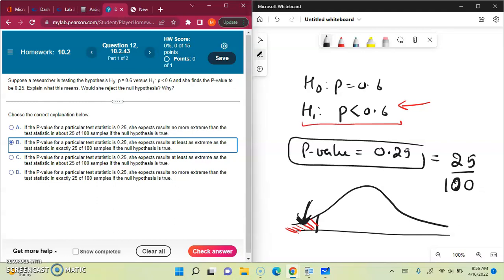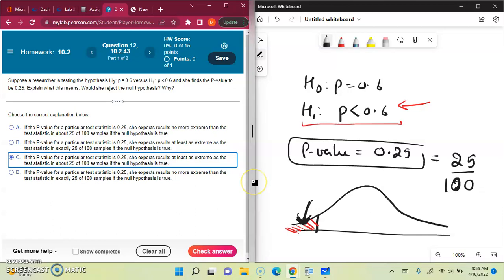So what is the difference between B and C? We never say exactly in statistics, right? So that was wrong in B. Now we are saying about 25 of 100 samples. You see how B and C look exactly the same. We do want to be either in extreme or more extreme, right? So that part is correct, but we cannot say exactly in statistics. We always say about 25 of 100 samples when the null hypothesis is true. The last option says she expects a result no more extreme than the test statistic exactly, so again this is wrong.